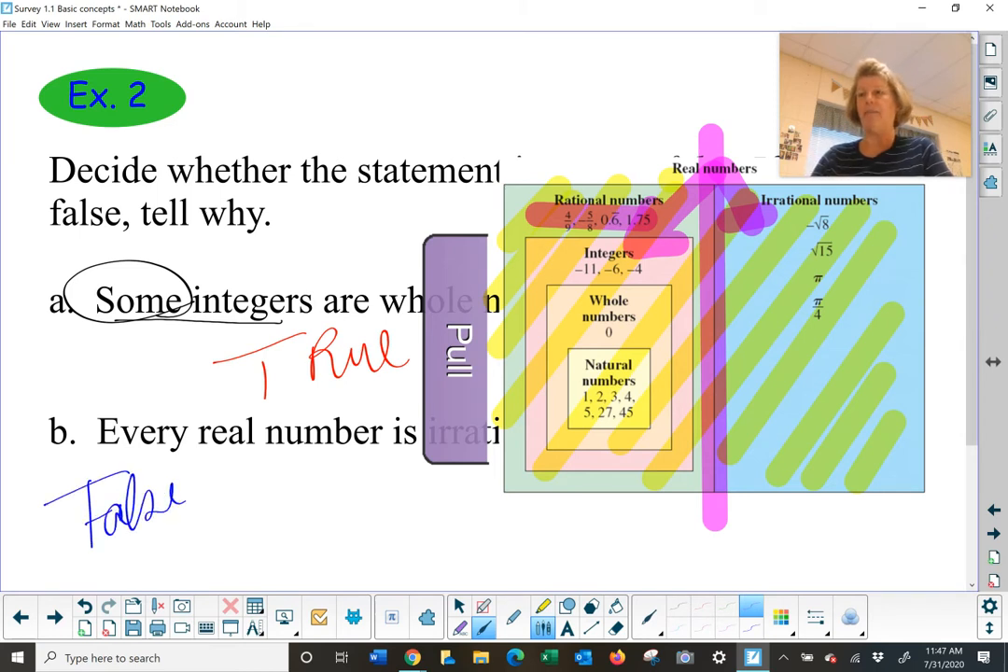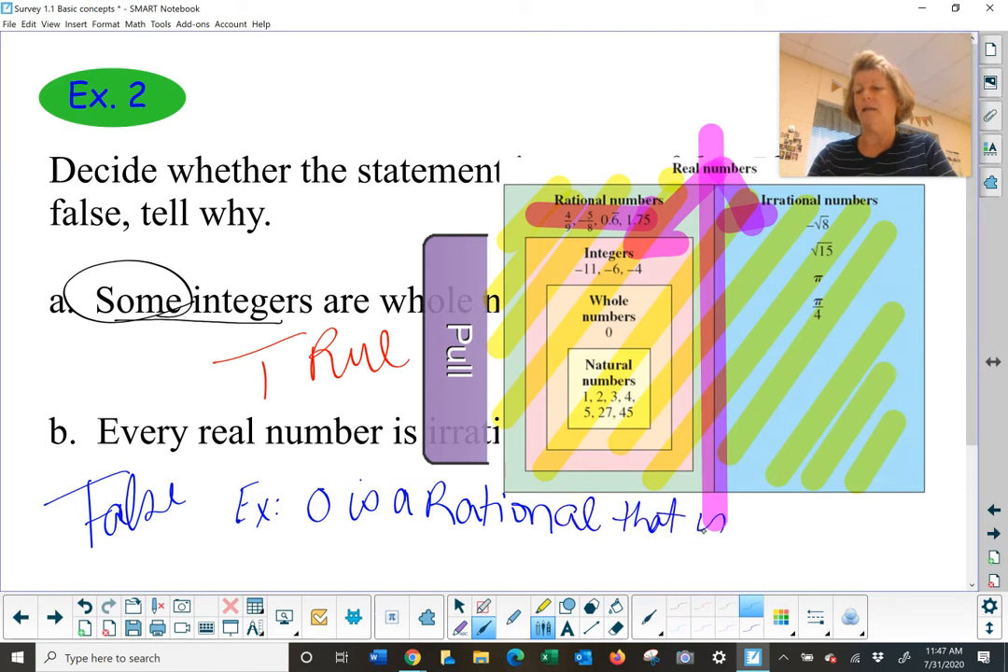And let's give an example. Every real number is irrational. Let's use the number 0. Example. 0 is a rational number that is a real number. 0 is not irrational. So we found one counterexample to this. 0 is rational, and it still is a real number.